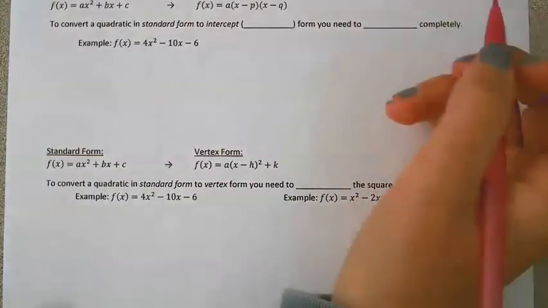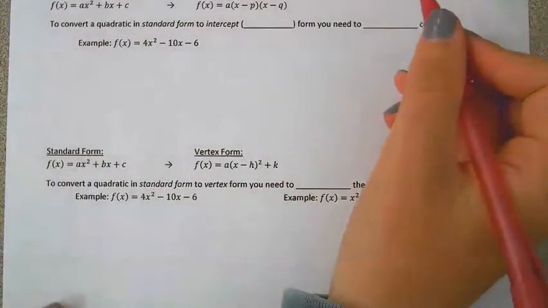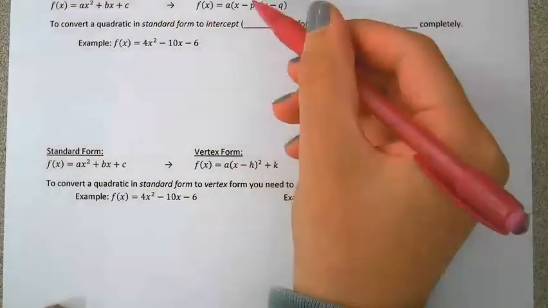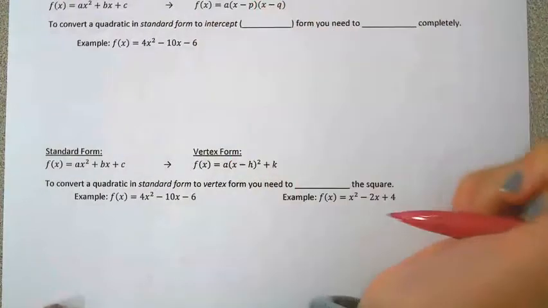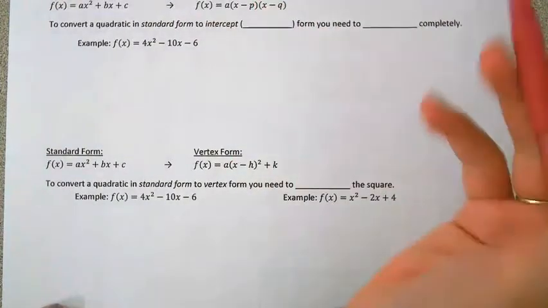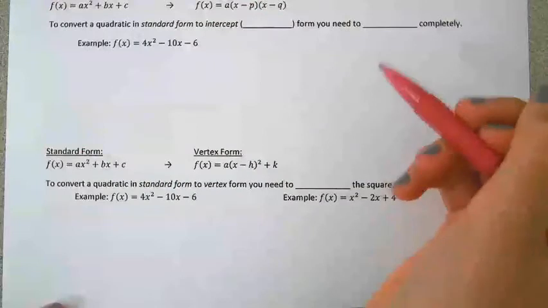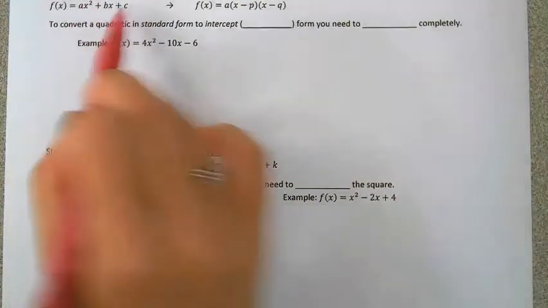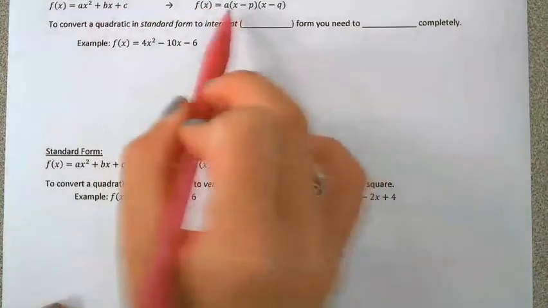Hey guys, right now we're going to talk about converting quadratic forms. So we have three different forms of quadratics. We have standard, intercept or factored, and vertex form. And we're going to talk about how you can go from one form to another. We're going to start by taking standard form and changing it to intercept or factored form.